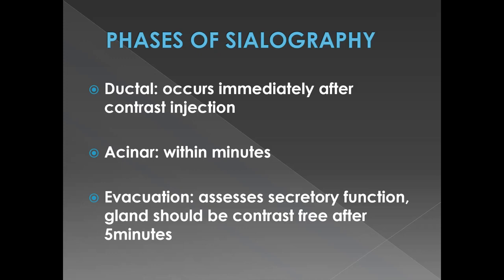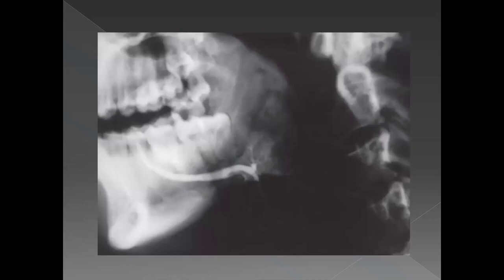All right. So I'm just going to show you a couple of pictures of these phases of sialography. Now, this is the first phase. As you can see, this is a sialogram done of the submandibular gland. So you can see the duct. It's a nice, beautiful, long, uniformly thick duct. So it's showing you that there's probably no obstruction during the ductal phase. All right. So the ductal phase appears to be fine.